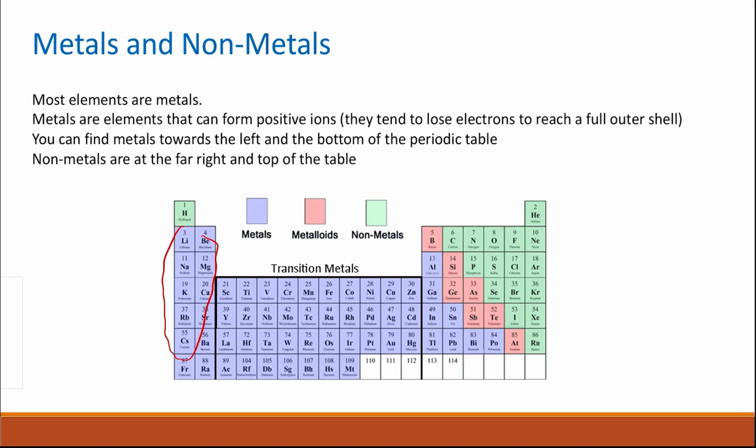However, nonmetals can be found on the right hand side of the periodic table, especially the top one, and these ones don't tend to lose electrons and give positively charged ions. However, they either gain electrons and give negatively charged ions, or they share their electrons with others to form different types of bonds.